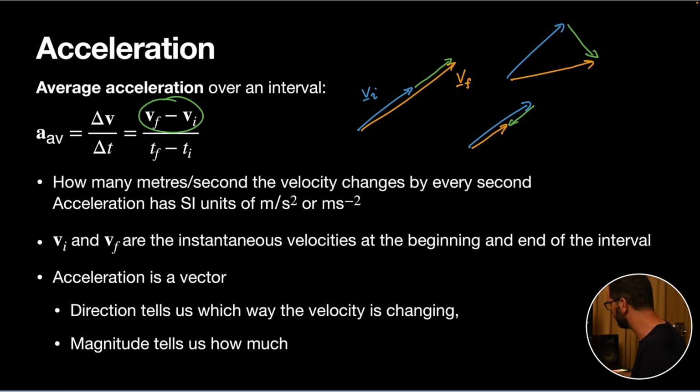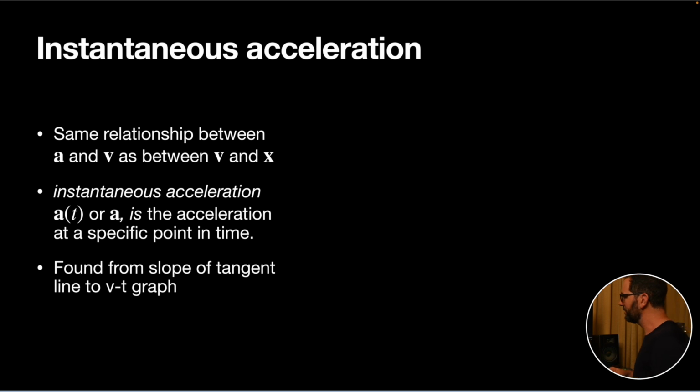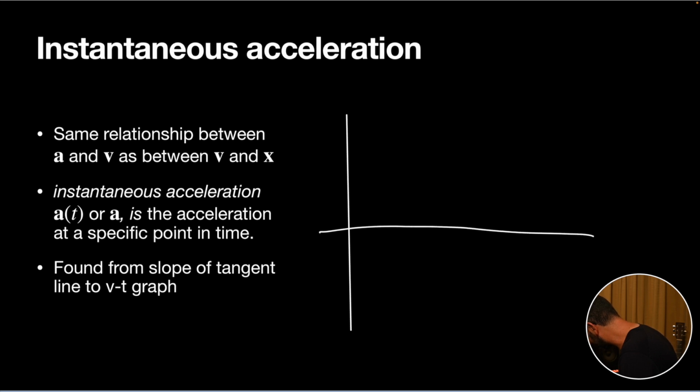Okay, so the direction tells us in which way the velocity is changing, and the magnitude of it tells us by how much it's stretching every second or whatever. Alright, so just like we had instantaneous velocity, we can talk about instantaneous acceleration as well. And we're only going to really do that in one dimension, just because it's a bit more complicated otherwise. So we can do it the same way as we found instantaneous velocities from a position time graph. So the idea is, this time we're going to have a velocity time graph.